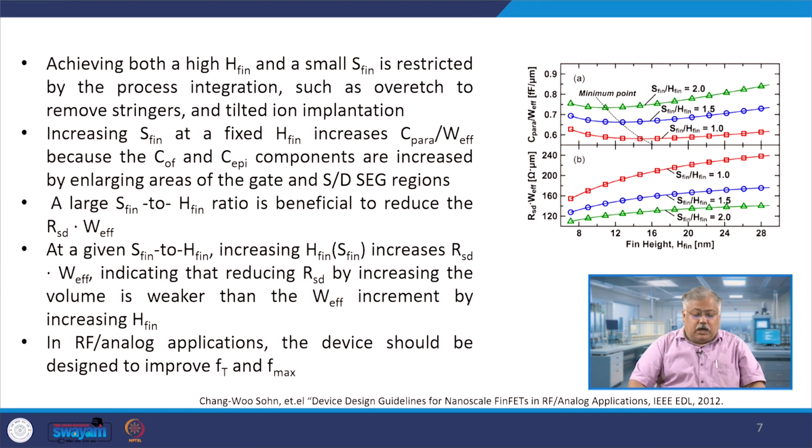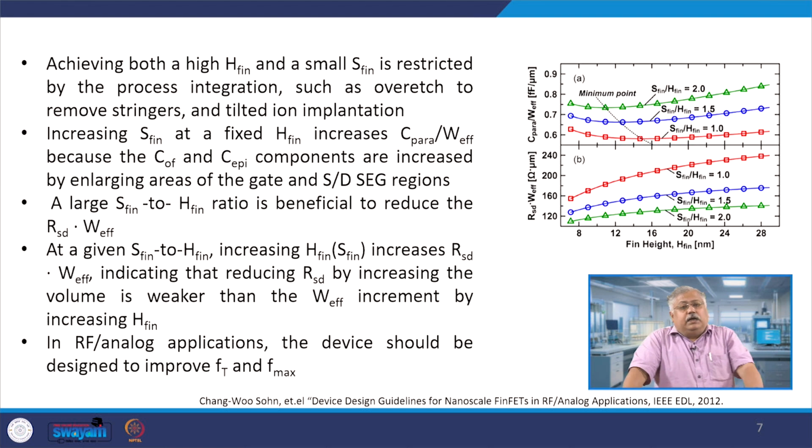Now, achieving both a high height of the fin and a small S fin, obviously there will be a problem in process integration, because high H fin effectively means that the fin height should be high, but then this is limited by the process which you are doing. Similarly, a small S fin will be determined by the lithographic step which is there, right, and therefore there are many techniques.